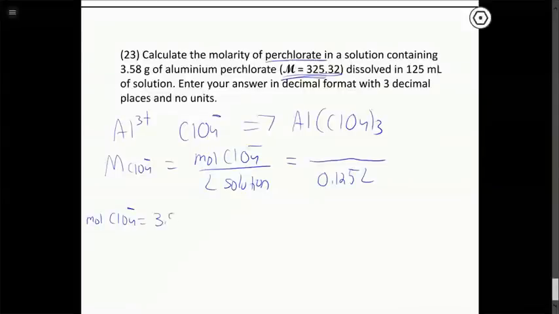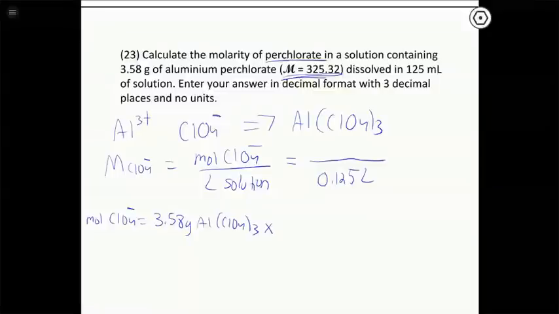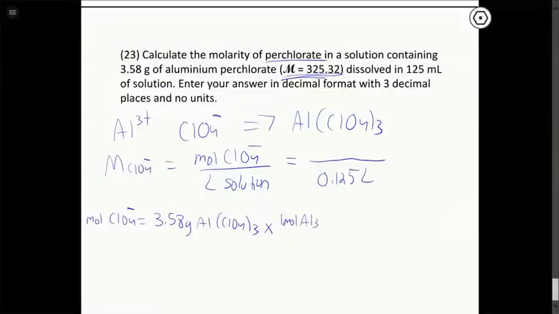we have 3.58 grams of aluminum perchlorate. We're going to convert that to moles because we're eventually going to get into moles of one of the ions. We need to convert this to moles first. 1 mole of that compound. Sorry, Al(ClO4)3, only 1 aluminum. We put the molar mass in the bottom so that the grams cancel out, 325.32, which was given to us in this case.